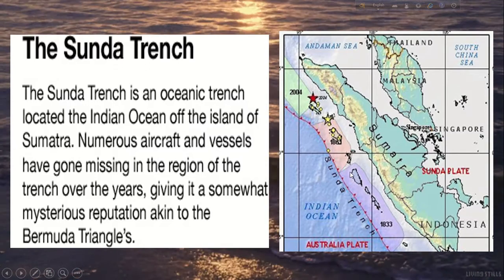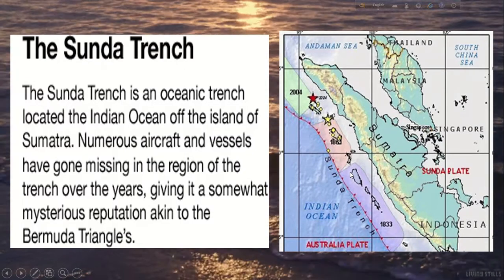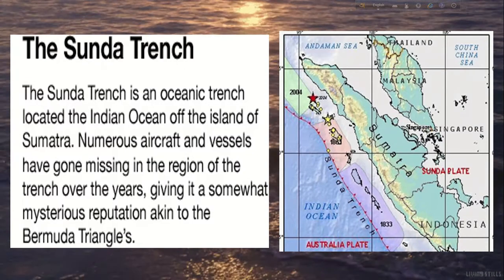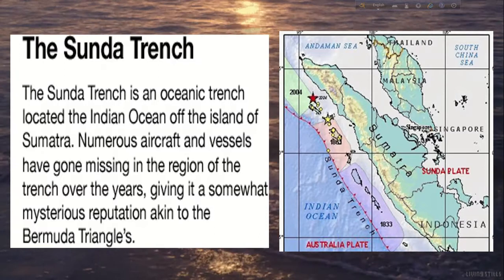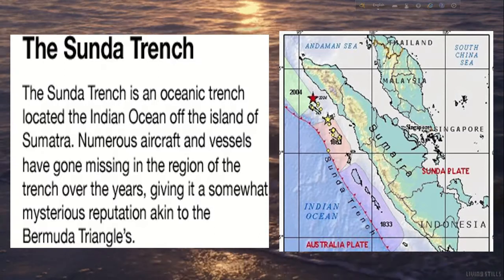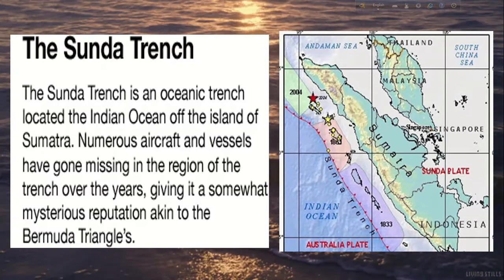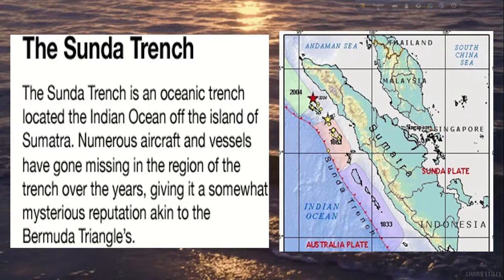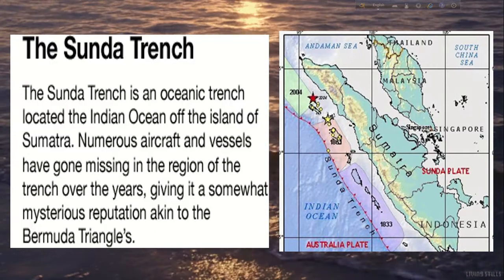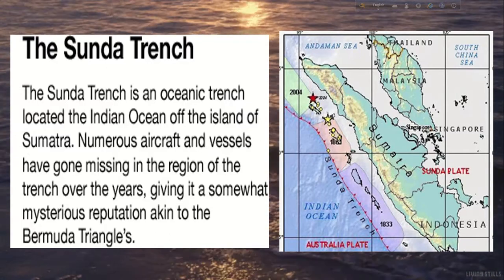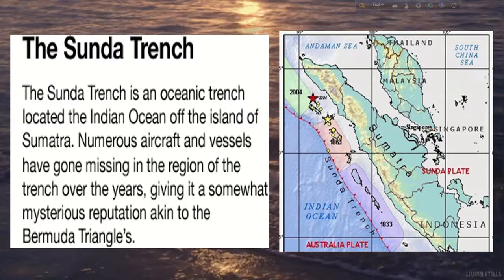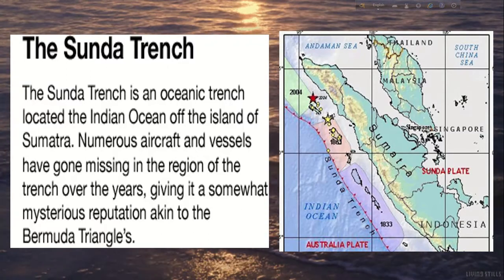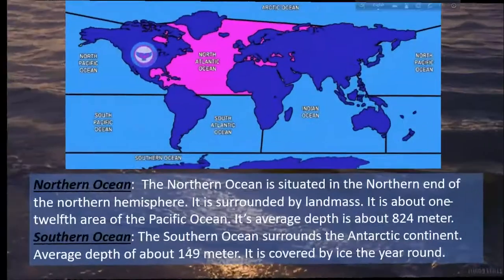And numerous aircraft and vessels have gone missing in the region of the trench over the years, giving it a somewhat mysterious reputation akin to the Bermuda Triangle. And one thing, the well-known islands of Madagascar, Australia and Sri Lanka are in the Indian Ocean, and beside this there are also the Andaman and Nicobar Islands situated in this ocean.